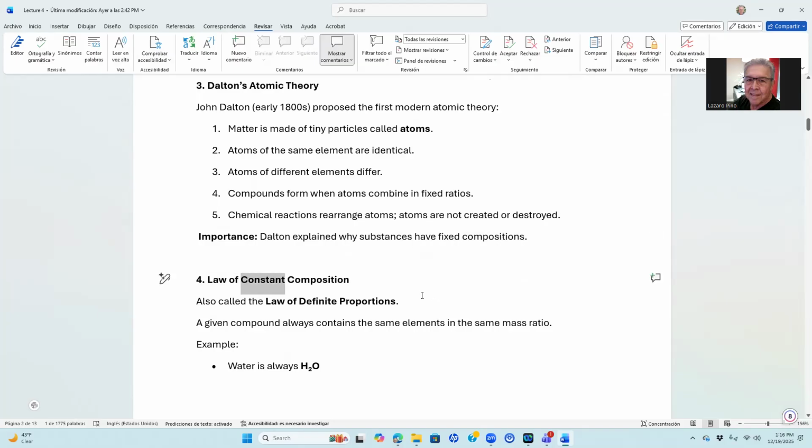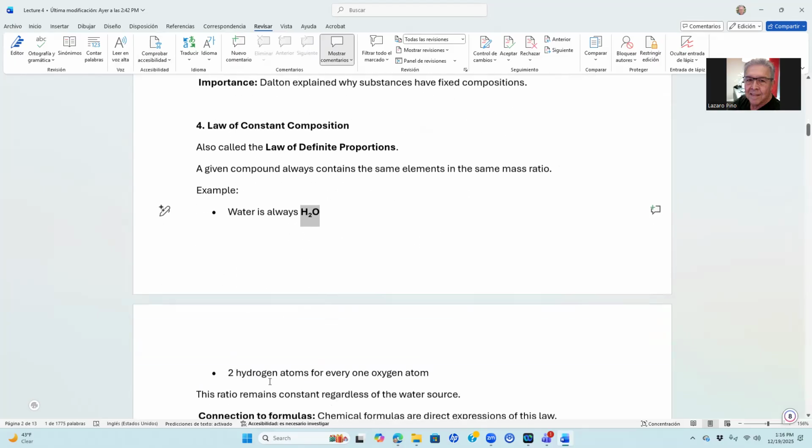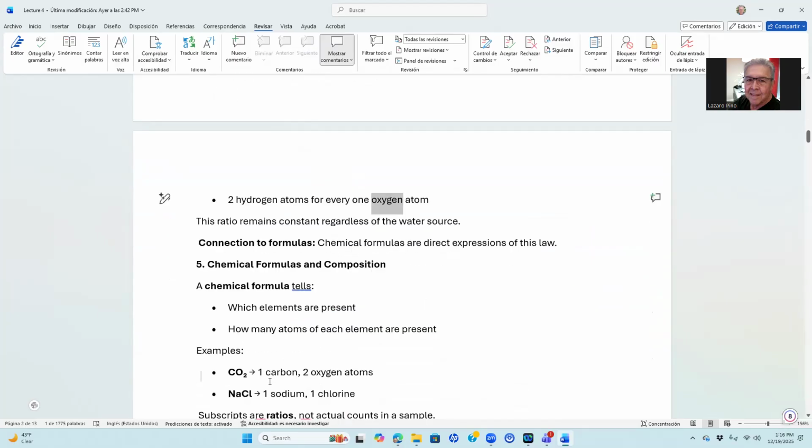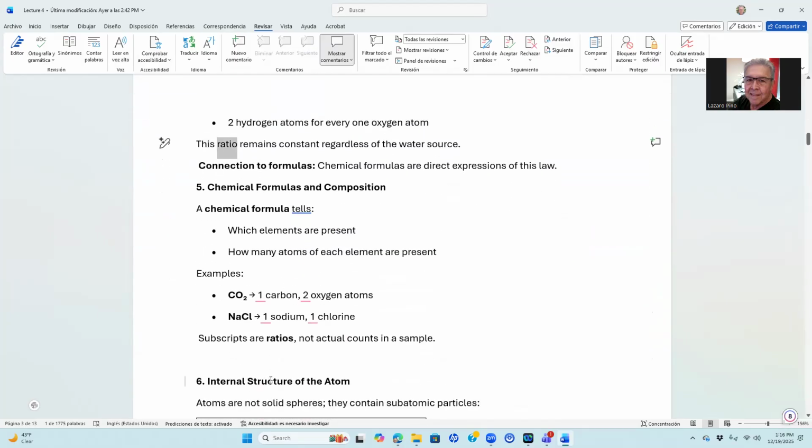4. Law of constant composition. Also called the law of definite proportions. A given compound always contains the same elements in the same mass ratio. Example: water is always H2O. 2 hydrogen atoms for every 1 oxygen atom. This ratio remains constant regardless of the water source. Connection to formulas. Chemical formulas are direct expressions of this law.